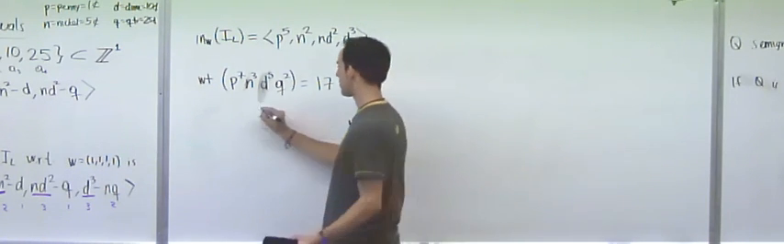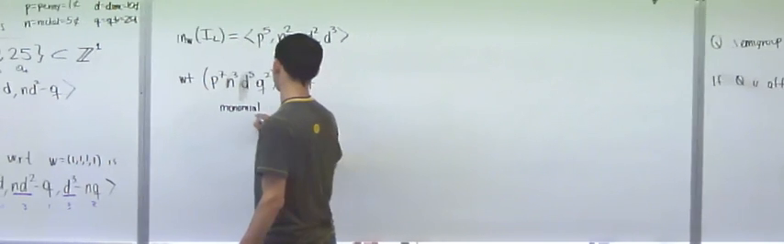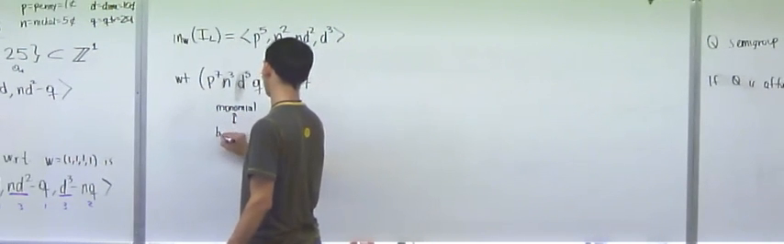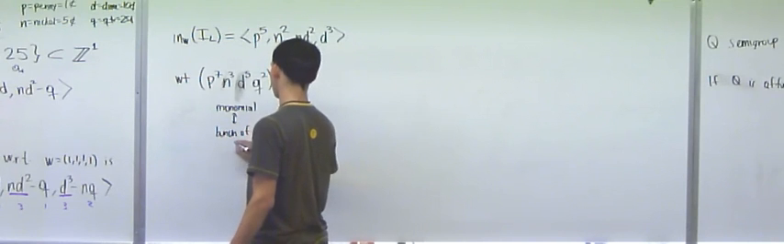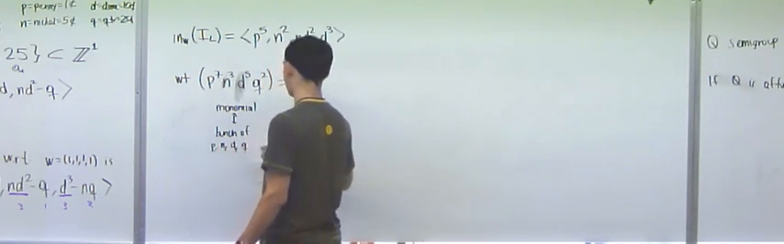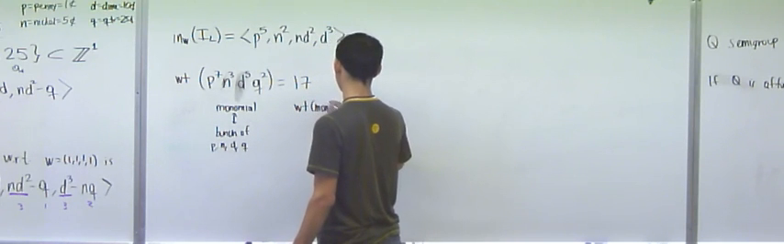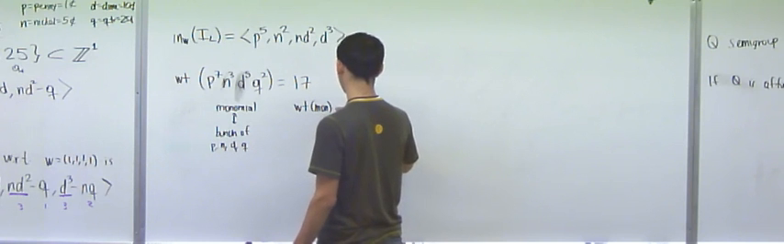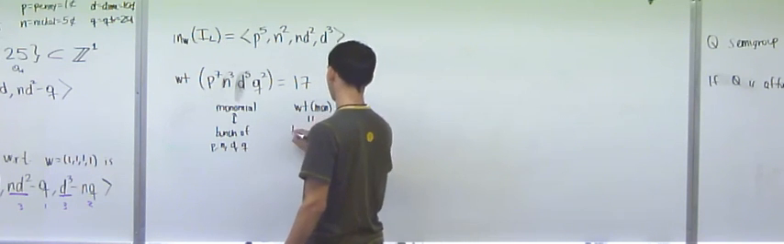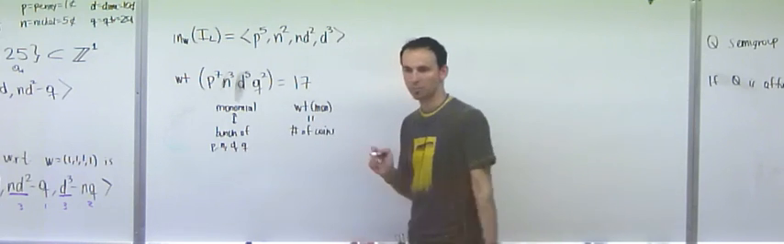Okay? So what I want to say is that a monomial here corresponds to a bunch of coins, pennies, nickels, dimes, and quarters, okay? And the weight of the monomial is the number of coins.